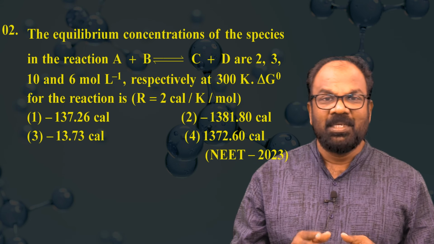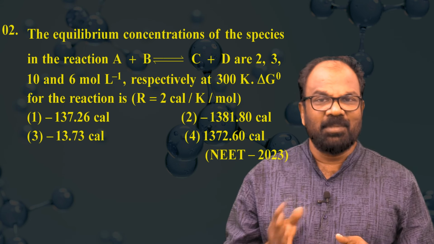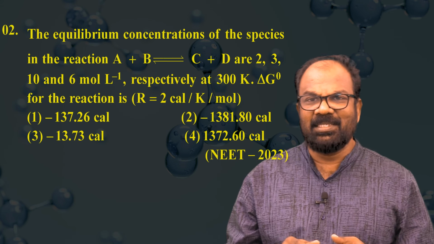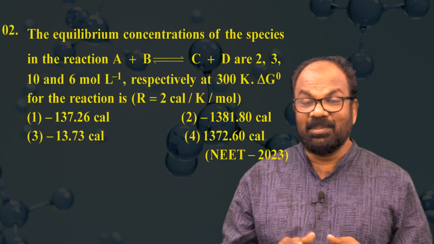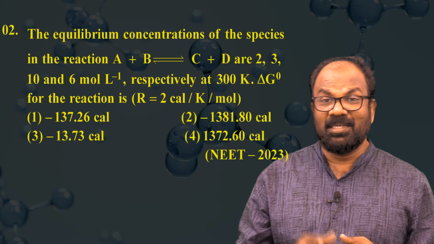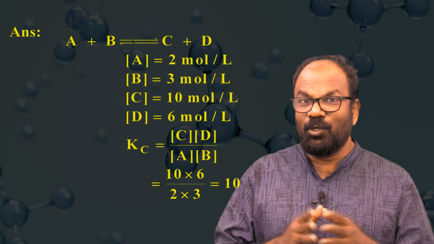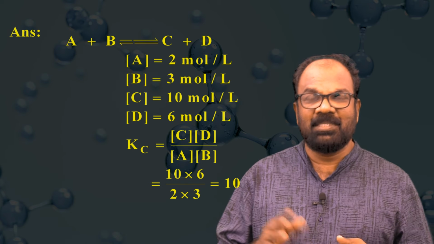Option number 1, minus 137.26 calories. Option number 2, minus 1381.80 calories. Option number 3, minus 13.73 calories. Option number 4, plus 1372.60 calories. Listen, here the given equilibrium reaction is A plus B reversibly gives C plus D.